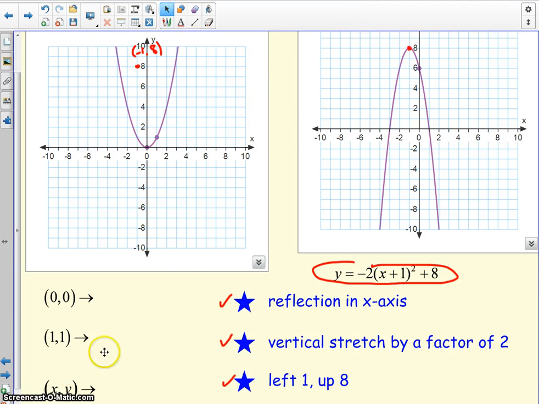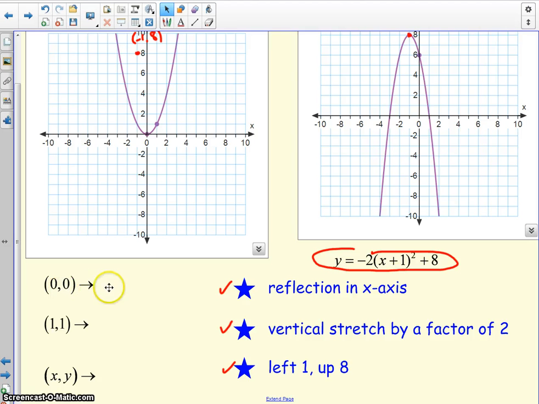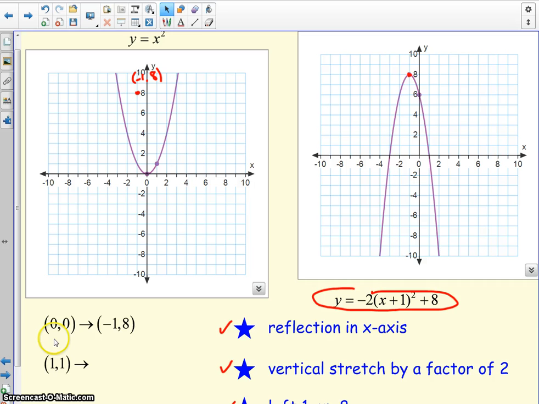Now, just to summarize here, you're wondering what this notation is down here. This is called a mapping. So I took 0, 0, and I went through all these transformations, and it mapped that point from 0, 0 to the point negative 1, 8. Okay, and I'm going to repeat this process with a point 1, 1, again, just to see what happens.